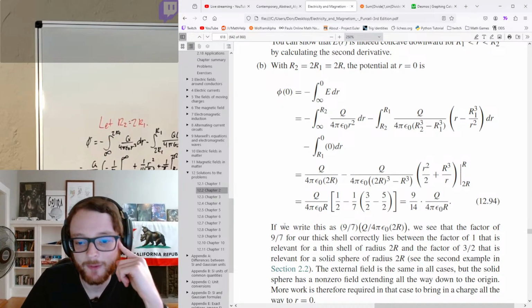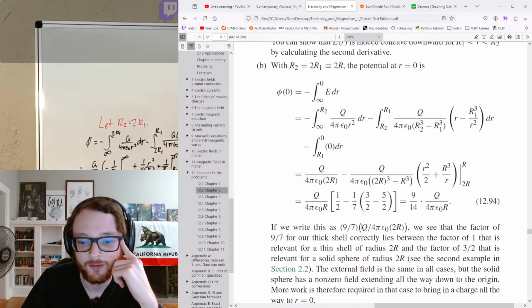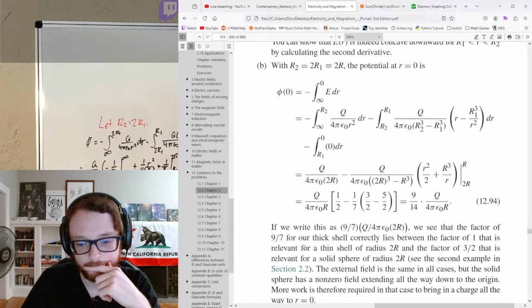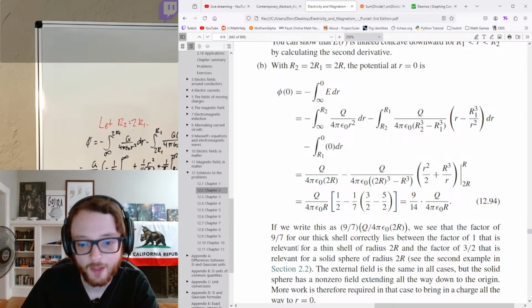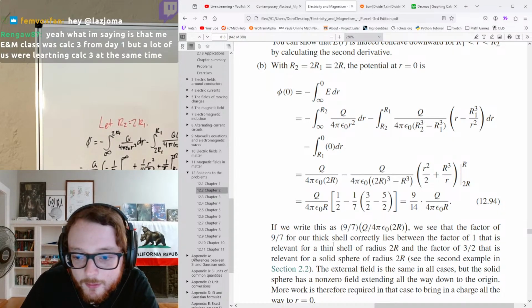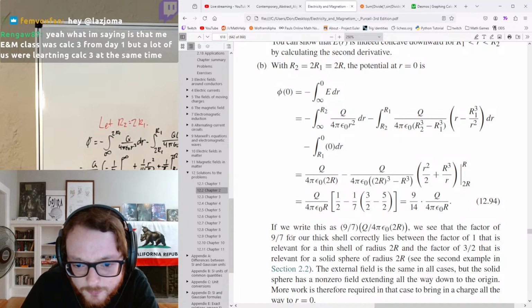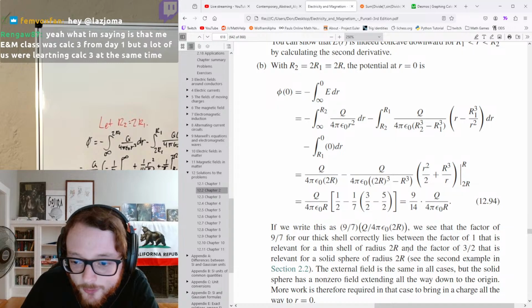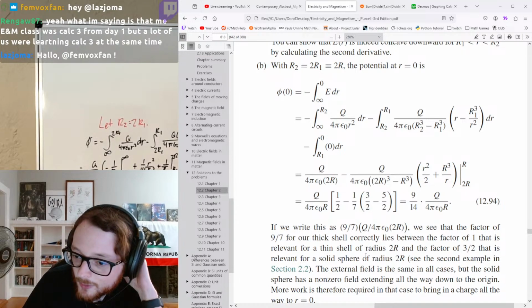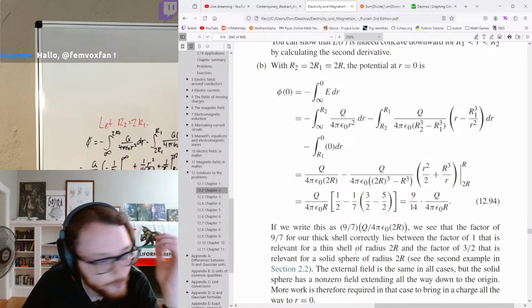Whoa. If you write this out as 9/7, we take a 2 out of the 14 and put it with the R. It lies between the factor of 1 for a thin shell of radius 2r and the factor of 3/2 that is relevant for a solid sphere of radius 2r. 9/7 is between 1 and 3/2.